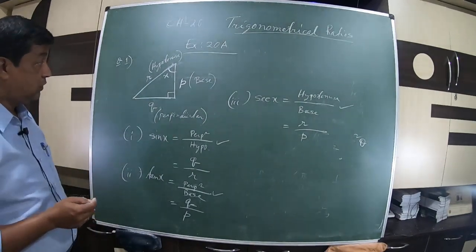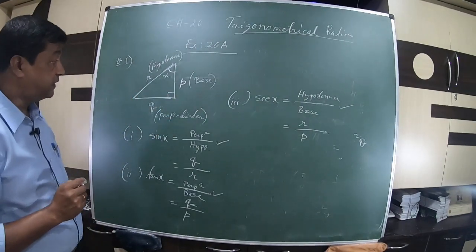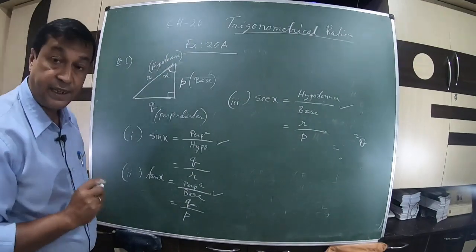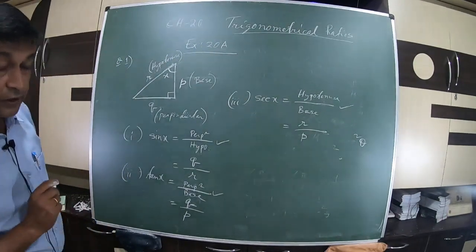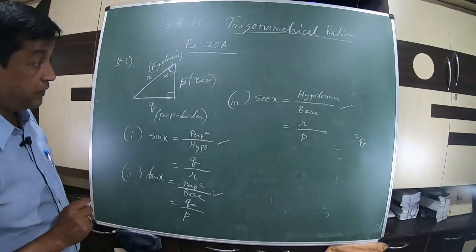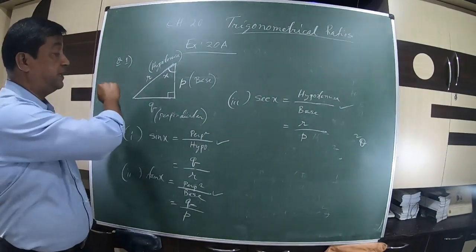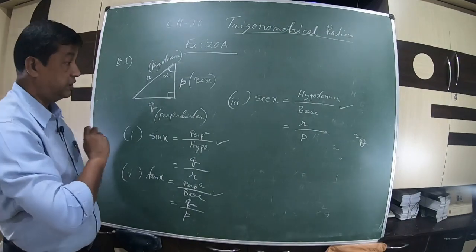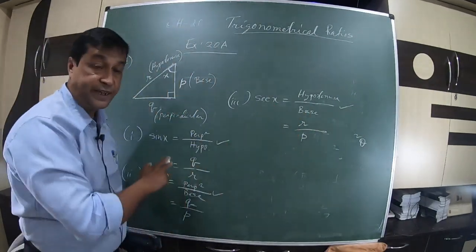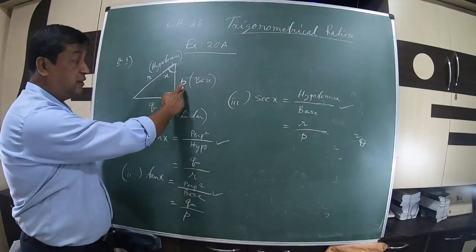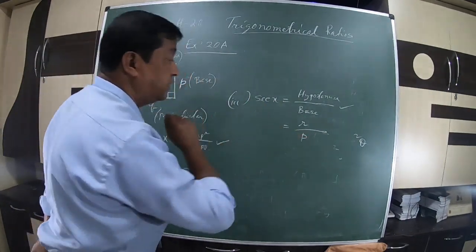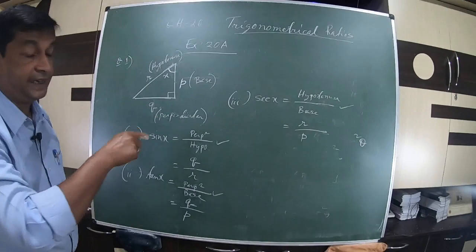Now if you go for the third one, that is sec x, what is the ratio? That is hypotenuse by base. Now for the hypotenuse, you see the longest side, that is r. So you replace r here from the diagram only. Then what is the base here? P. So that is r by p. So that is sec x.